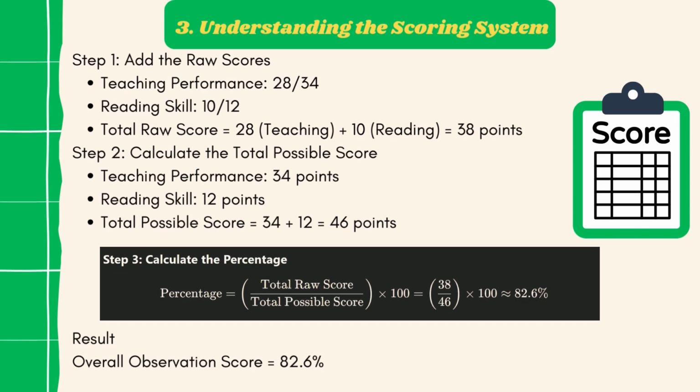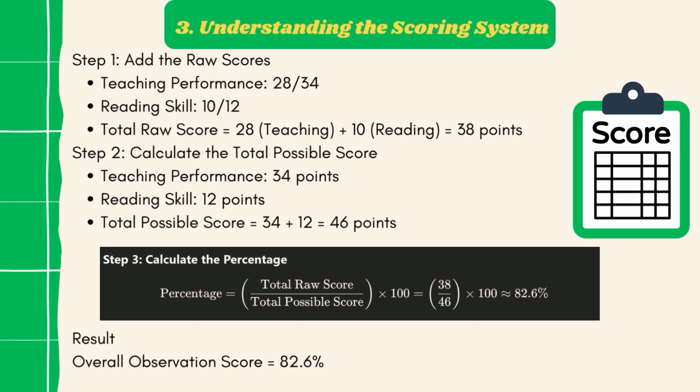Step 2. Calculate the total possible score, or the full score. First, the full score of teaching performance is 34 points and reading skill is 12 points. Therefore, the total possible score equals 34 plus 12, which is equal to 46 points.